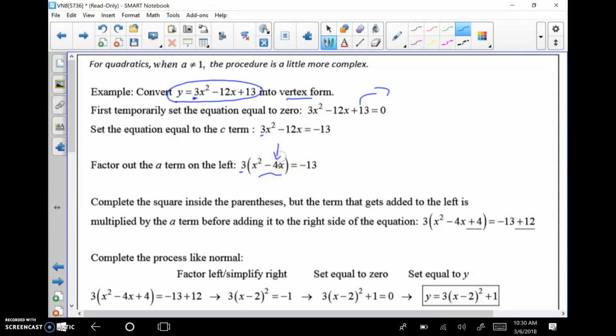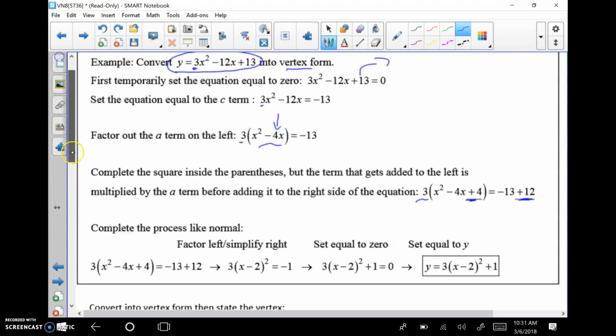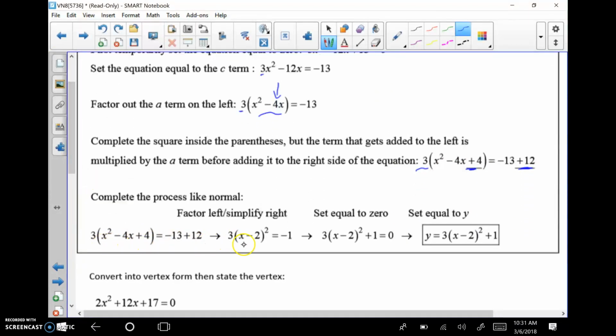Think of this as your b term. So that divided by 2 squared, that's what we would add to both sides, right? Divided by 2 is negative 2, squared is 4. But we actually don't add 4 on the right side, we add 12. And where does that come from? It comes from the times 3 that we have out here and the plus 4 we have in here. And that's how we get the 12. Then you still factor that like you normally do, but just keep the 3 on the outside. That's how we're getting x minus 2 squared, and simplify the right side to negative 1.